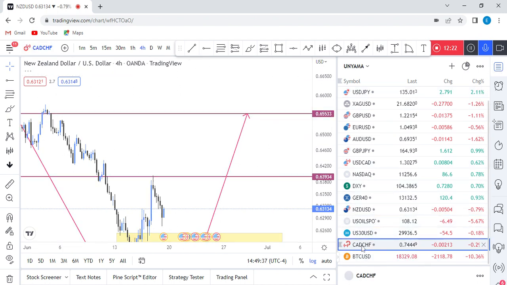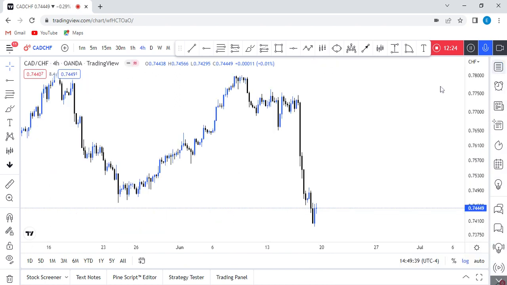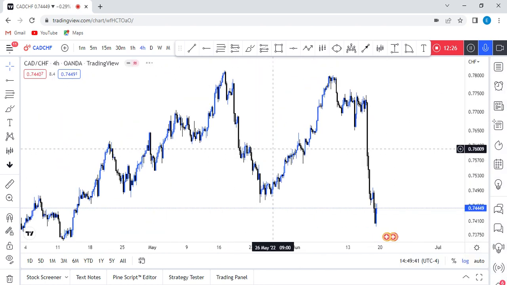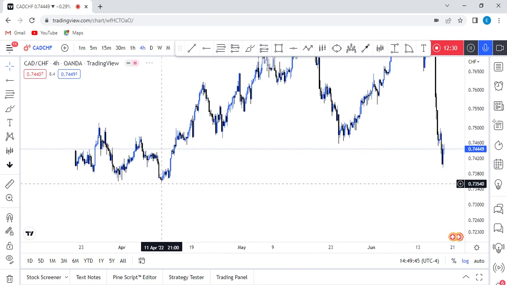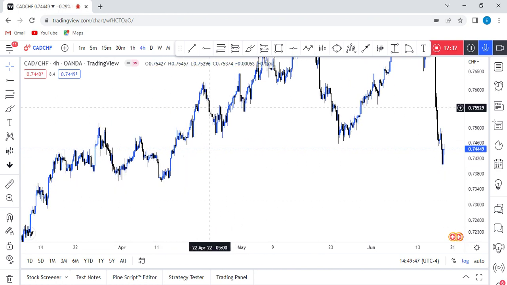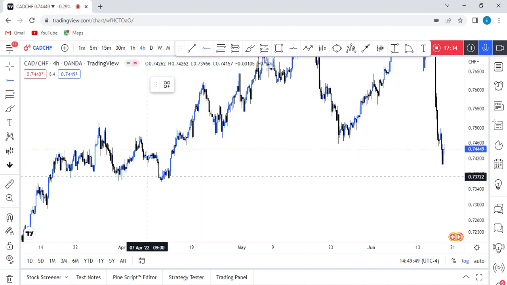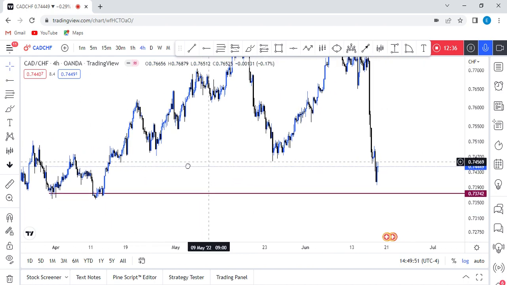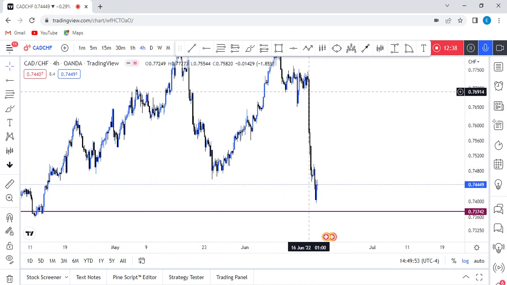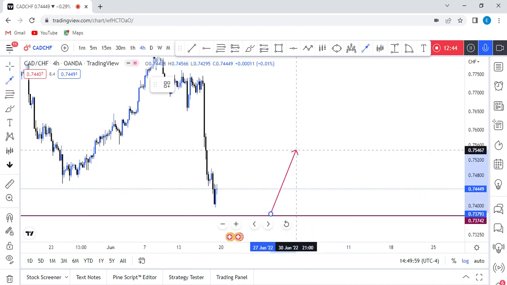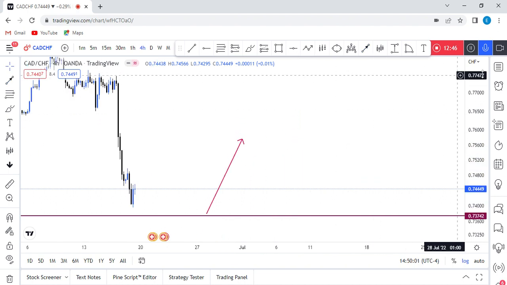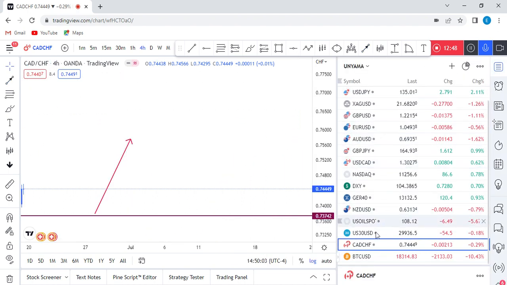Another instrument is CAD CHF. It is here now. It is approaching this zone. So according to this momentum, we must wait for price action before considering a short-term buy.